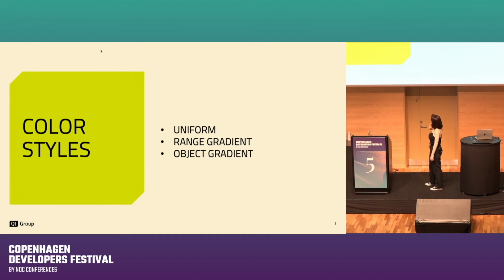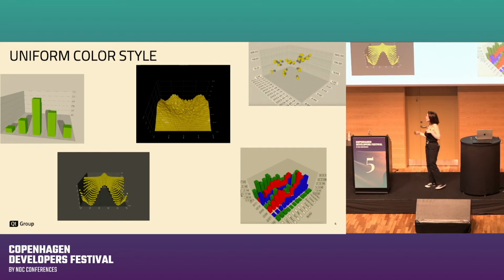And also, I am going to show you examples of how we are using them differently on different graphs. The first one is uniform color style. This color style colors objects by using just one color. So it is very useful for basic visualizations and also small amounts of datasets.